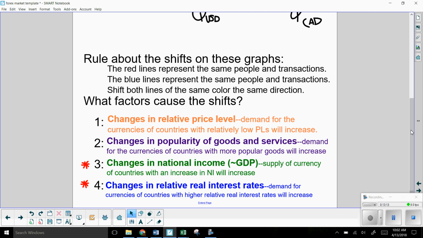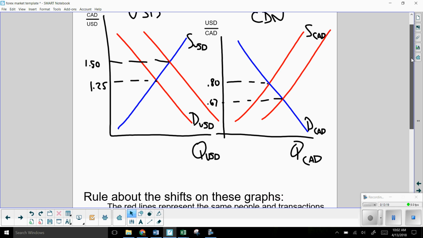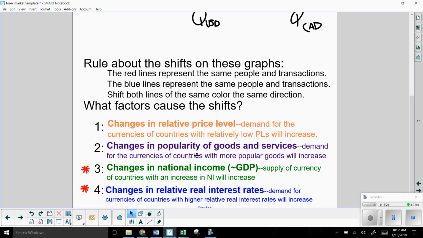What if it was just cooler to buy American goods? Maybe there was a fad in Canada that people wanted to walk around with an American flag, something like that. Well, if U.S. goods got more popular, Canadians would supply more of their money to buy more of the American flag T-shirts or whatever, and then they'd run around and wear those. Right? Sort of hard to imagine, but maybe it would be the case.